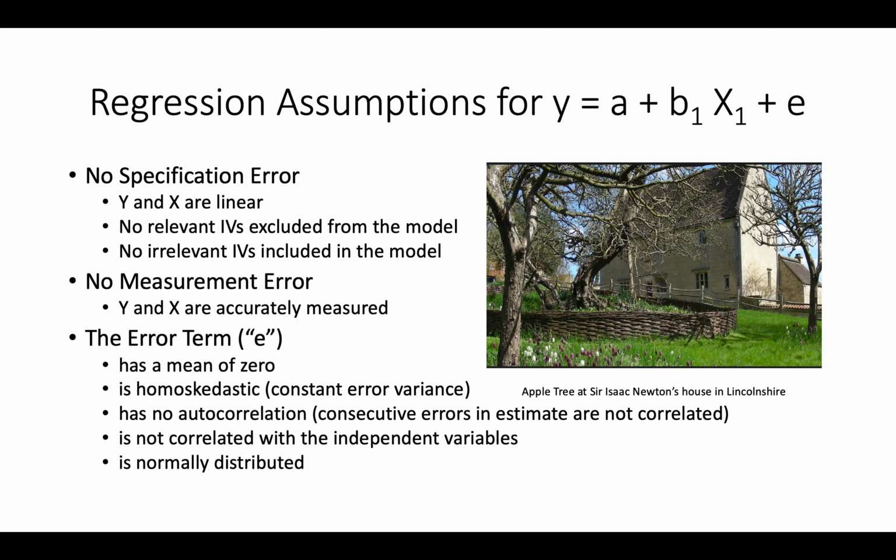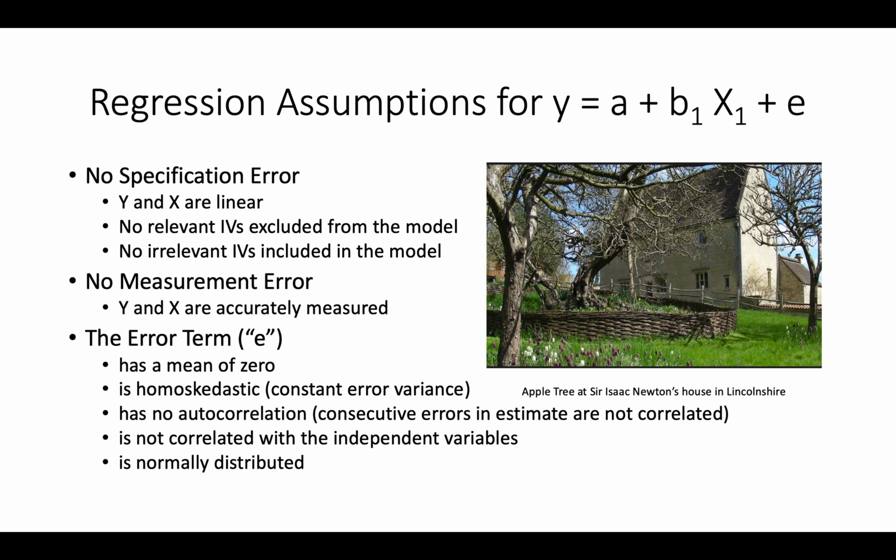Here are the regression assumptions for the regression equation y equals a plus b sub 1 times x sub 1 plus e. There are quite a few of them, so we group them into three classes to make their understanding easier: no specification error, no measurement error, and a series of sub-assumptions that are associated with the error term.